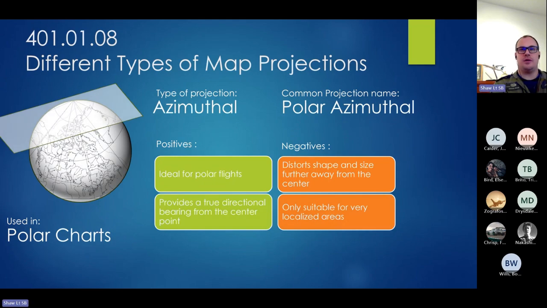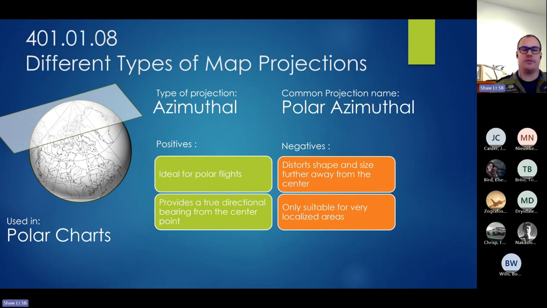So polar chart, or polar azimuthal. This is ideal for polar flights. Remember how we talked about the meridians of longitude, that they converge on the poles? That makes navigation kind of difficult because those angles are always changing, right? Everything's kind of converging. All those lines are coming together, all those isogonic lines of variation. So it's really hard. Your equipment tends to get a little bit confused. So this projection helps spread things out a little bit.